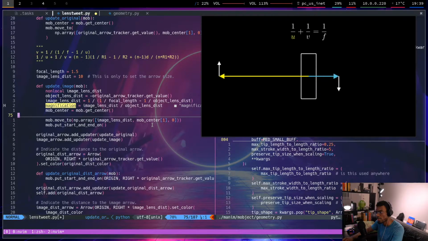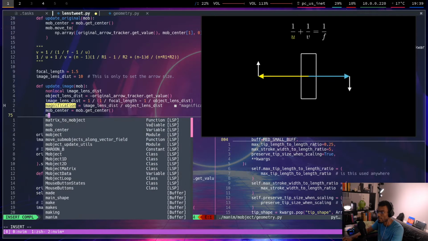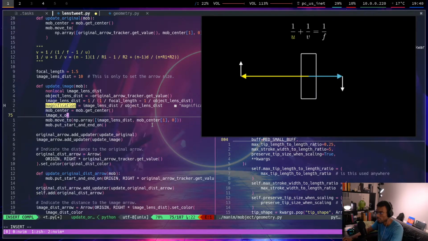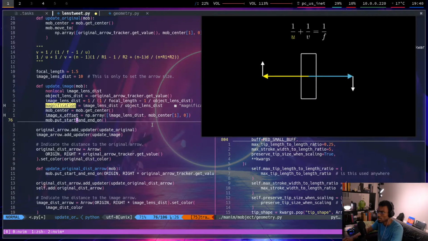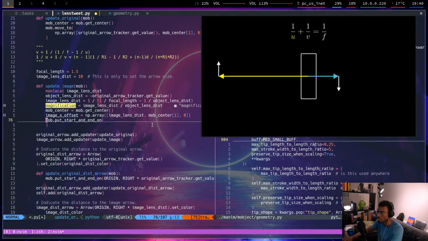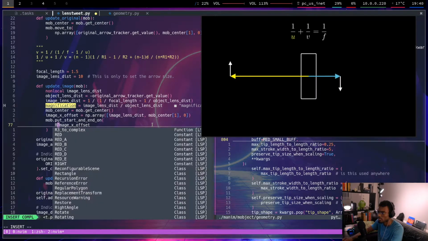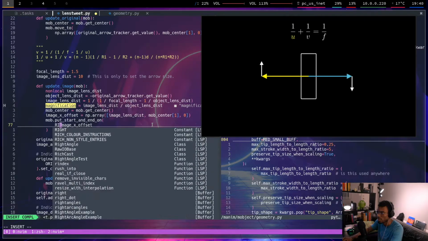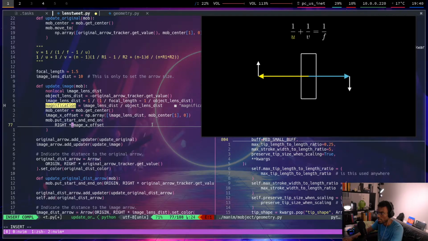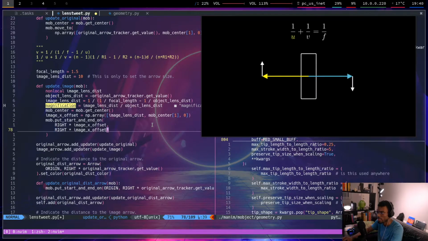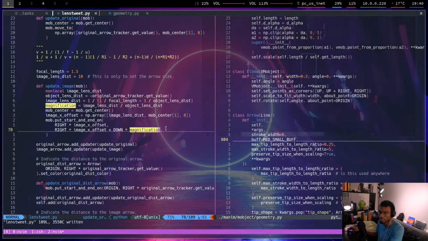This is gonna have to be its X offset. Oh, image X offset. That's gonna be this. Then the start is gonna be image X offset. It's gonna be right times that. And the end is gonna be right times that plus down times magnification.